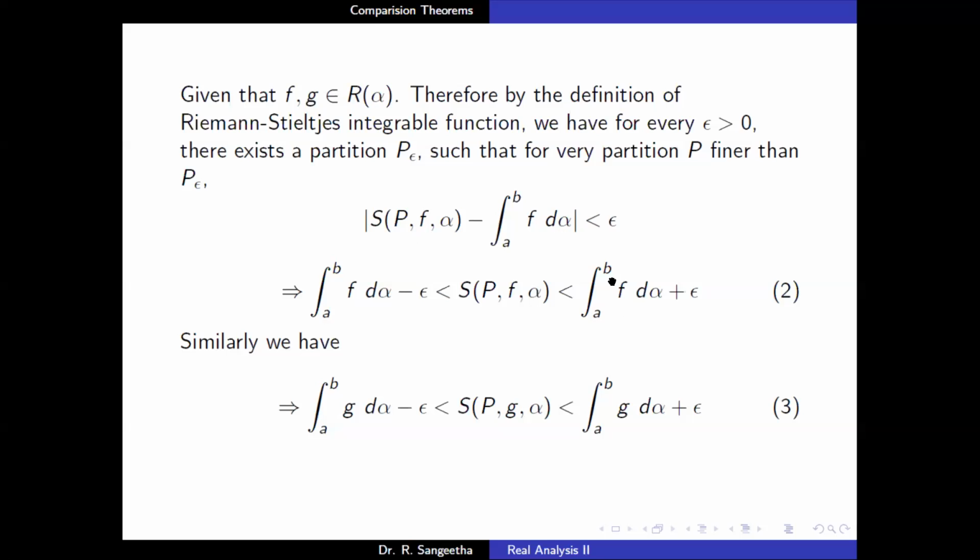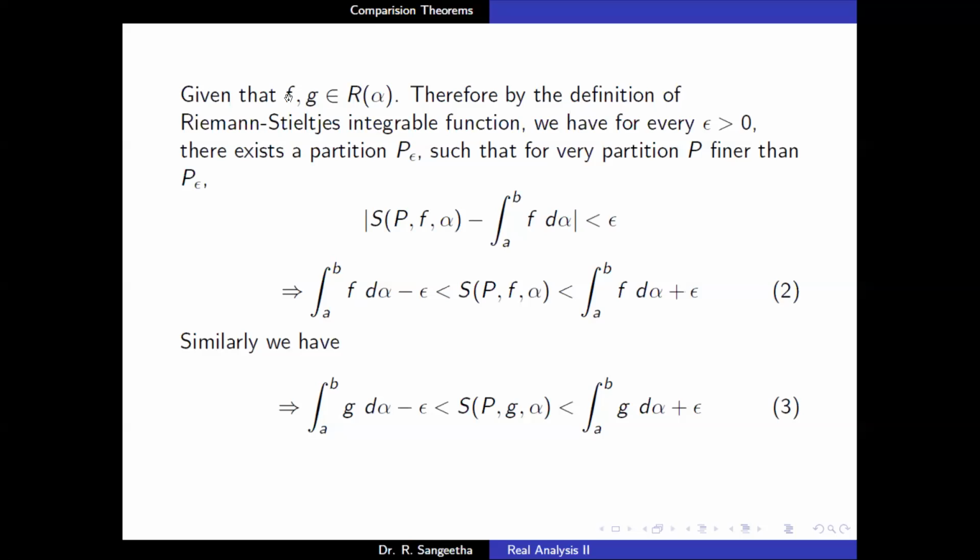Now, since g is also an integrable function, by a similar argument, we can write integral a to b g d alpha minus epsilon is less than S_P(g, alpha), which is less than integral a to b g d alpha plus epsilon. Actually here, I am missing a portion, because you can understand that easily, because both f and g are integrable functions.